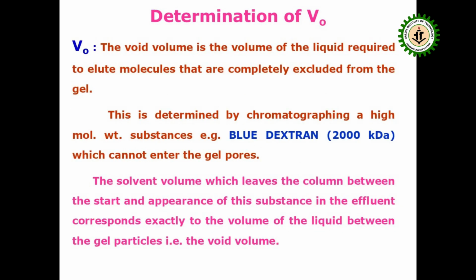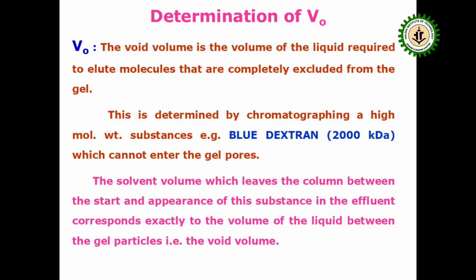Now the determination of V0, the void volume, is the volume of the liquid required to elute the molecules that are completely excluded from the gel. This is determined by chromatography of a high molecular weight substance such as blue dextran, whose molecular weight is 2000 kilodalton, which cannot enter the gel pores. The solvent volume which leaves the column between the start and appearance of this substance in the effluent corresponds exactly to the volume of the liquid media between the gel particles, that is the void volume.